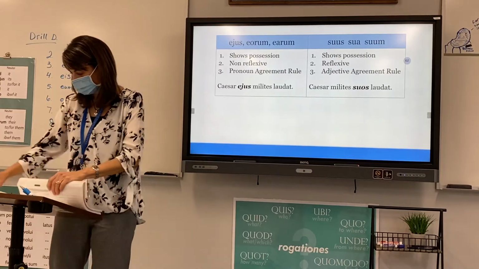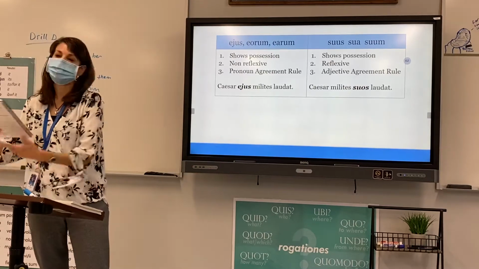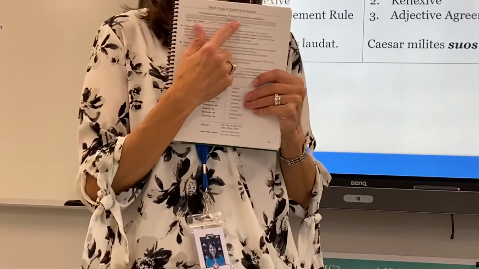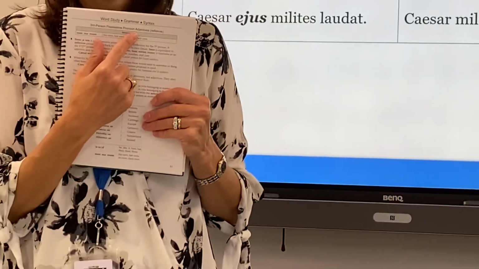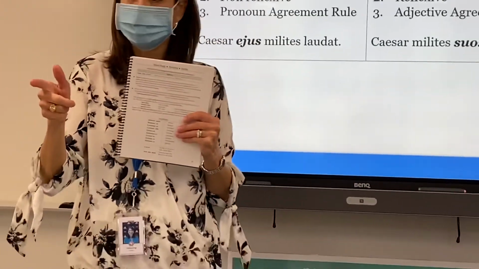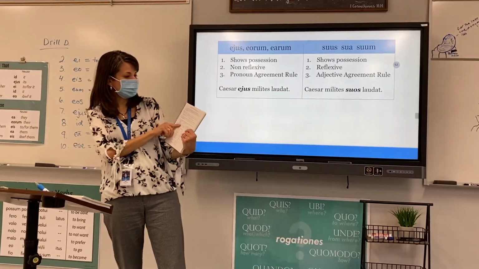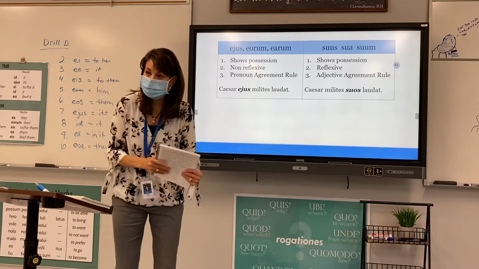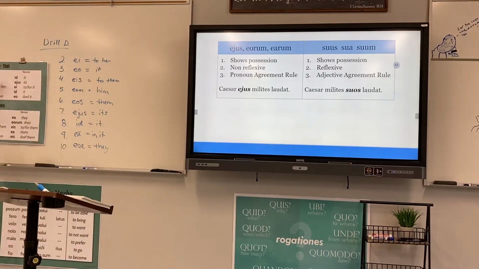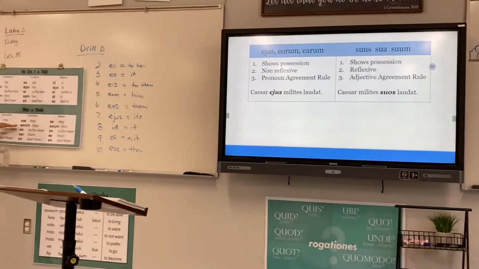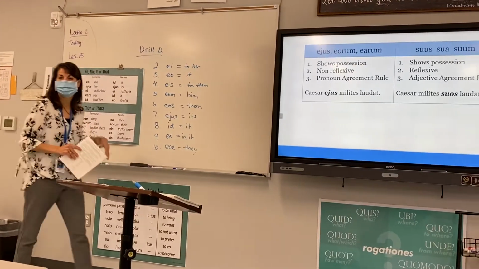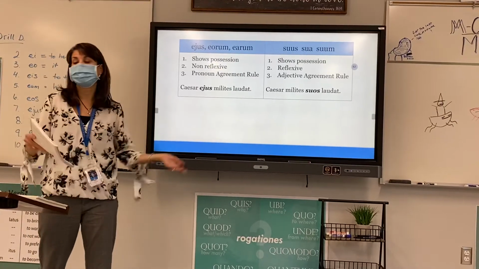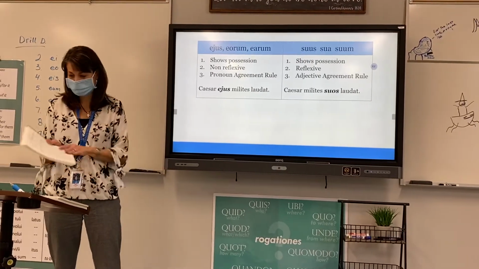If you notice, it's in your book right here on page 51 at the very top, okay? So today we're going to learn the difference between suus, sua, which means his, her, its, or their, versus eius, which is his, her, its, and eorum, which is their, okay? We've got two different third person possessive adjectives, and we've got to figure out when we use which one.